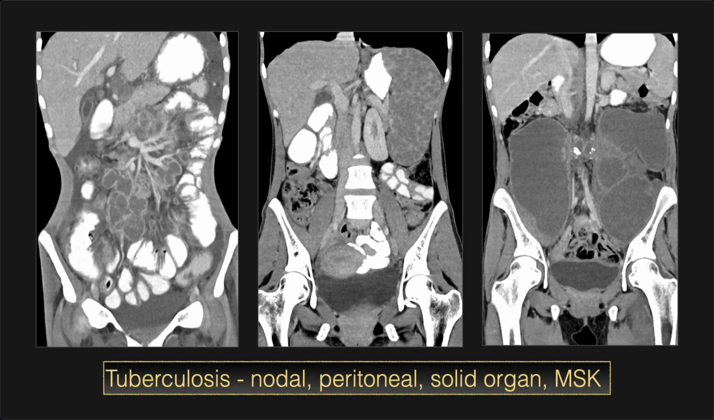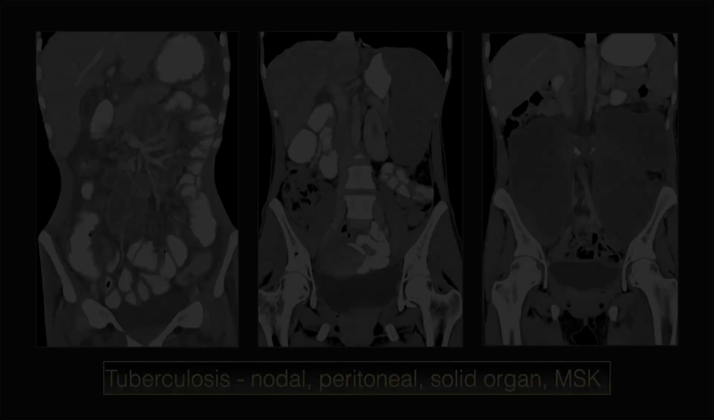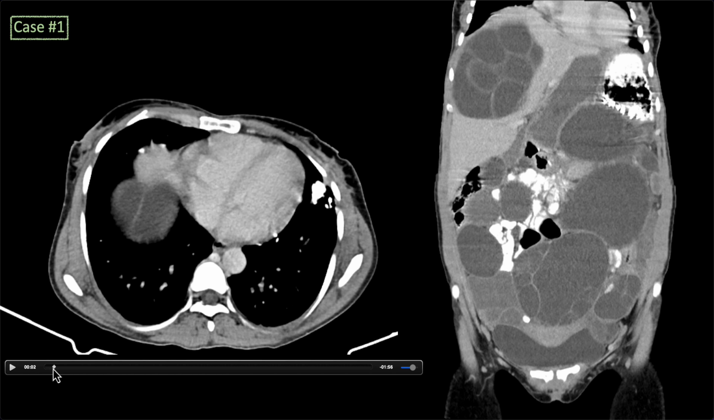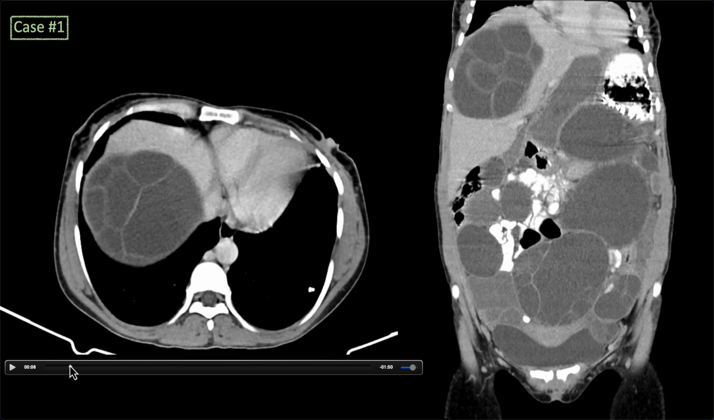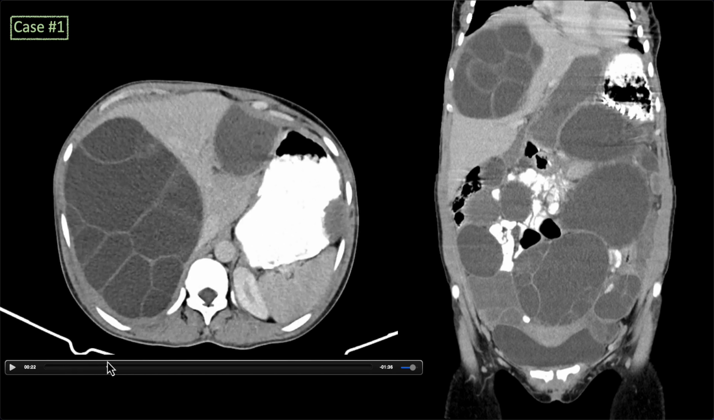All right, well, that covers the most important and common manifestations of tuberculosis in the abdomen and pelvis, including nodal, peritoneal, solid organ, and musculoskeletal involvement. For our next topic, we are no longer concerned with cystic lymph nodes, but rather cysts within the organs.